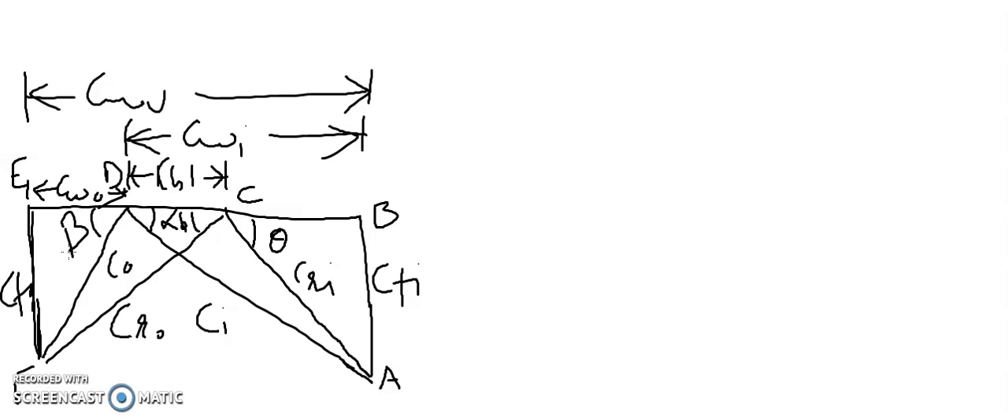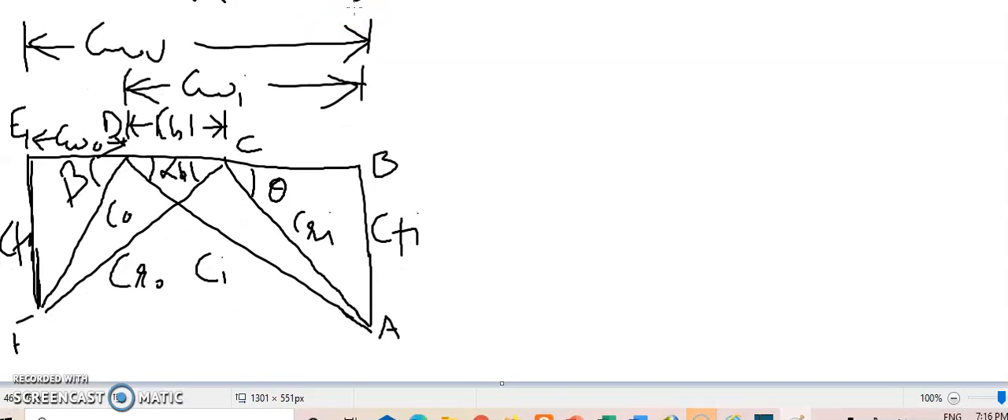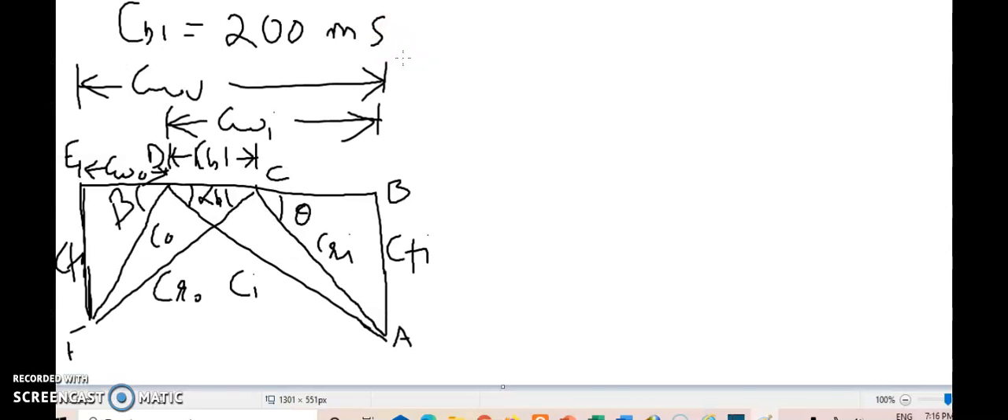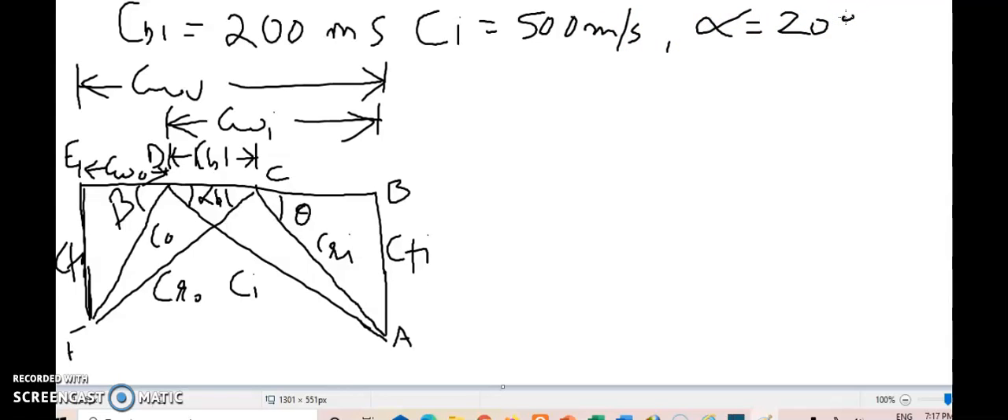So let us take some data randomly. So this is CBL. Let us take it as 200 meter per second, and this CI as 500 meter per second and alpha as 20 degree. So now I'll take some scale for drawing the triangle. So let us take the scale as 100 meter per second is equal to 1 centimeter. So for drawing the triangle, we'll take the scale.